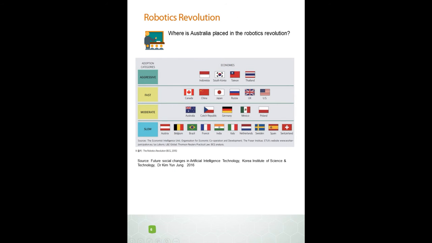So what we are talking about is a robotics revolution happening all over the world, happening globally. You will see more articles about this every day, just as I talked just today about the robot in dairy farms placed in tanks. So where is Australia placed in this global robotics revolution? As you can see from the slide, we are in moderate growth with robotics. The aggressive economies are in Indonesia, South Korea, Taiwan and Thailand.